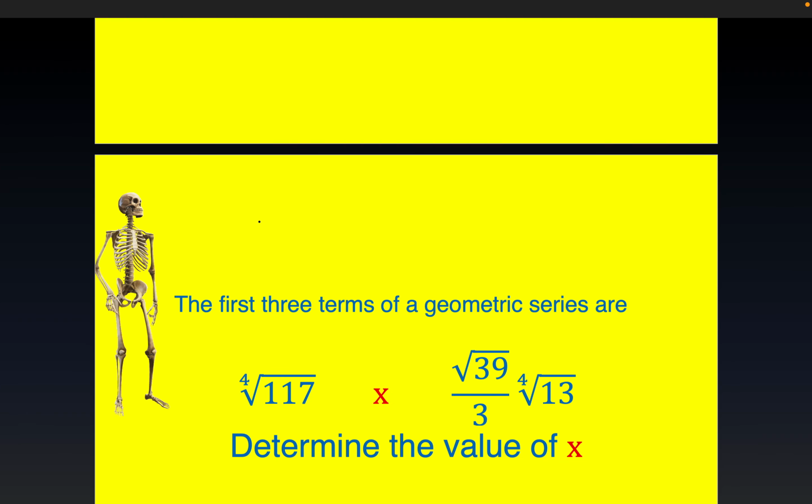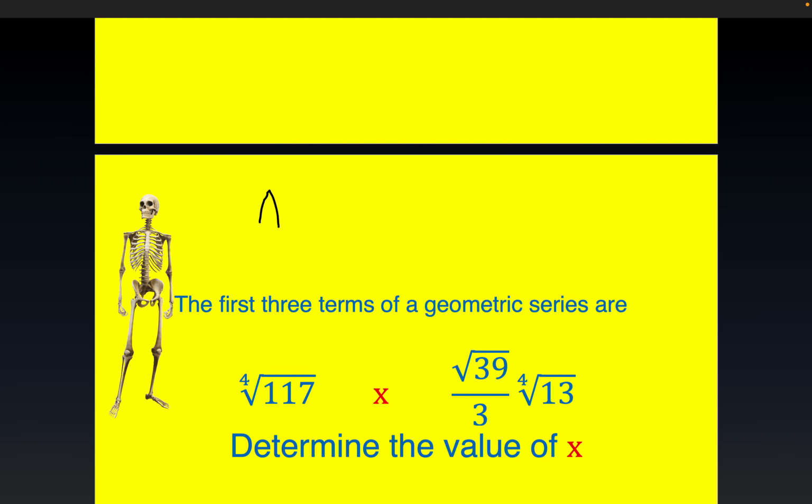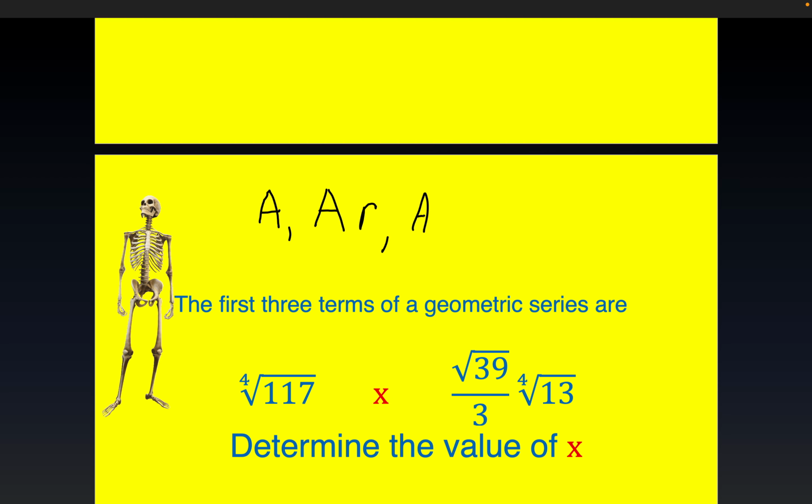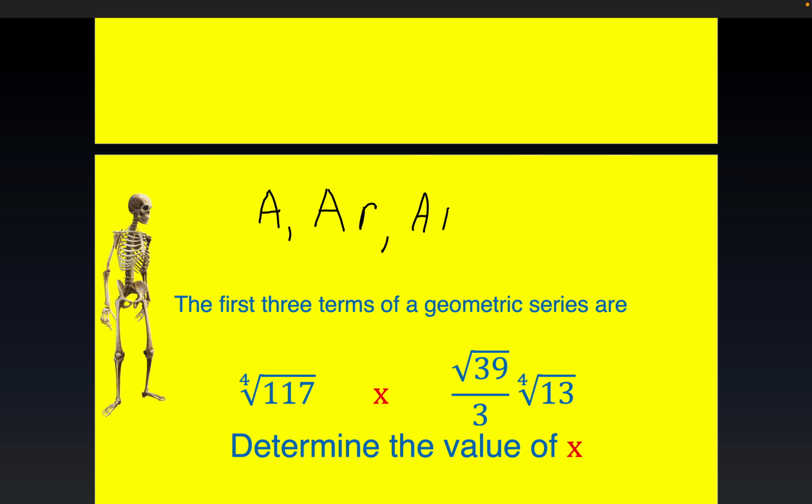Good day, everybody. We have an interesting problem dealing with the first three terms of a geometric series. This is different than what you've probably seen because it involves an irrational common ratio. I'm just writing down the terms: a, a times r, and then a times r squared.